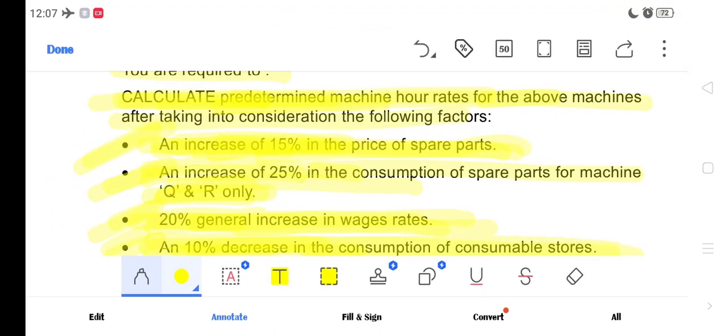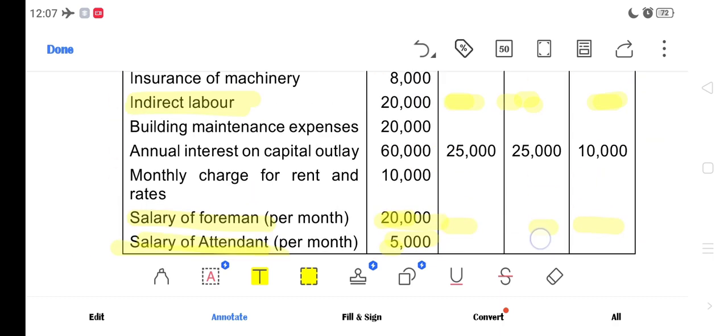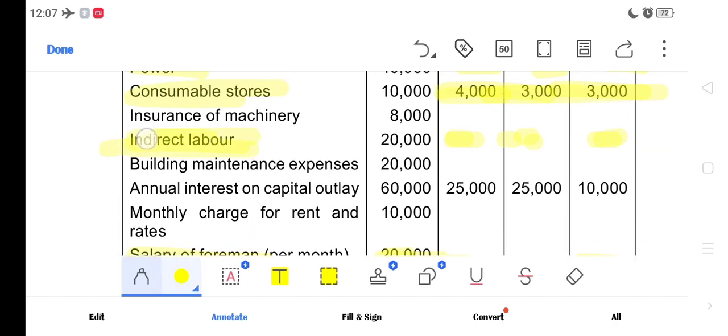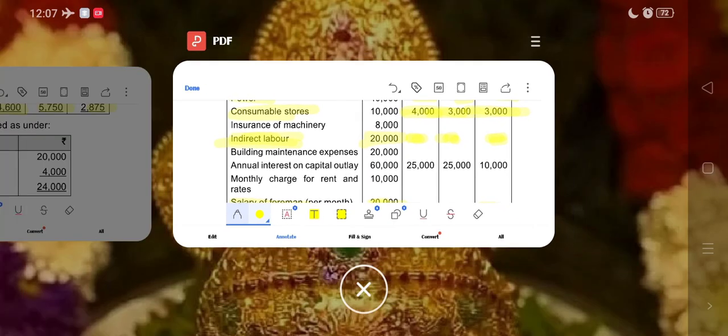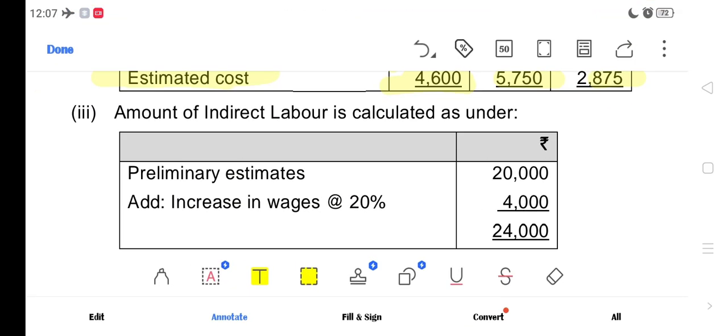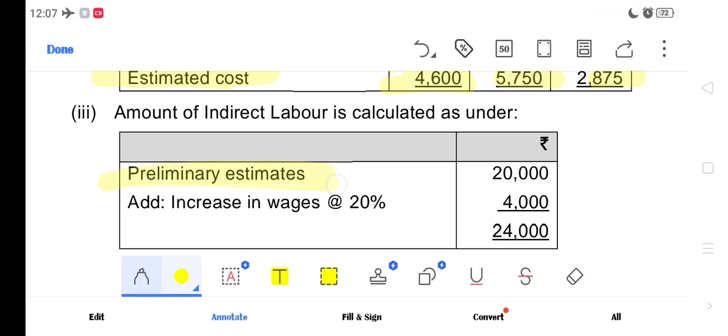They have taken the total. Okay, where is this? Yes, indirect labor 20,000 they have given. They haven't given any proportion. No, so that's why in the working notes also he has only done for the total, it seems. Okay, so preliminary estimate total 20,000, and now general increase is what? 20%. So upon 20,000 you apply 20%, you get 4,000, total of 24,000.